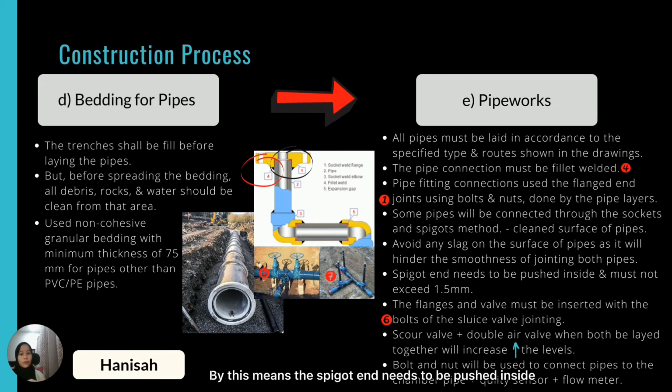By this means, the spigot end needs to be pushed inside such that the spherical surfaces are in contact and the space between the pipes must not exceed 1.5 mm. As for the jointing of pipe using a sluice valve, the flanges and the valve on the pipe must be inserted and tightened using bolts accordingly, and by laying the scour valve with the double air valve, the laying pipe will continue to increase the level despite any slight defects in the ground surface.